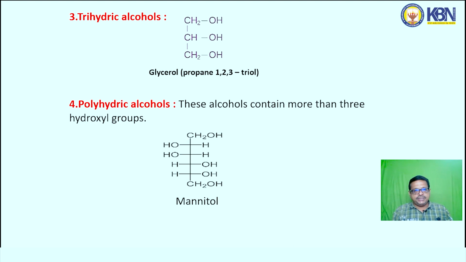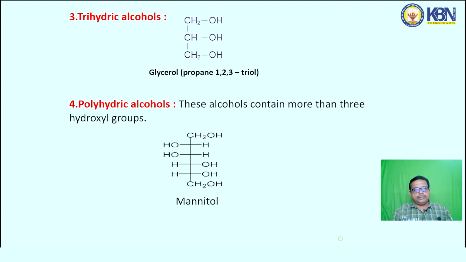The third one is trihydric alcohols. These alcohols contain three OH groups. See, in the given example, glycerol or propane-1,2,3-triol. Here, three OH groups are present on different carbon atoms.